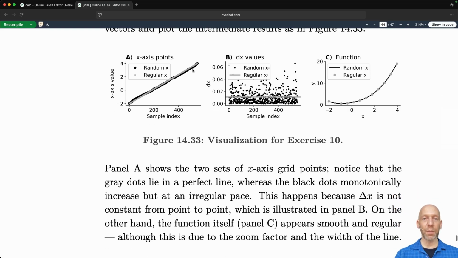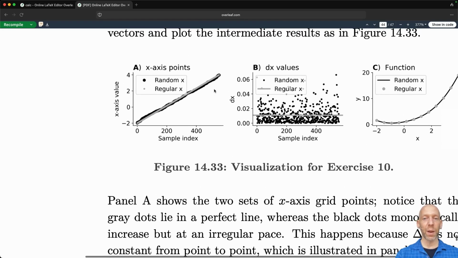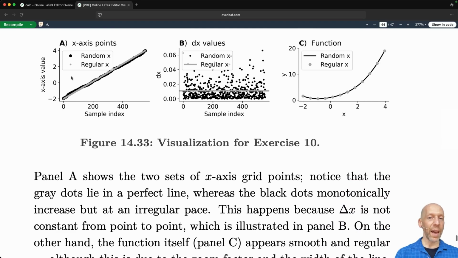And that's what you see in this figure that you are going to create as the first part of this exercise. So here we have, for regular x and random x, this is the x-axis value. Now for regular x, with increasing sample index, the x-axis value simply increases linearly, so it's a straight line, no surprise there. And then the random x is increasing monotonically because I've sorted them, so x is always increasing. But sometimes it increases by a lot, and sometimes it increases by only a little bit. Again, that is because we are randomly sampling. We are generating random x-axis values.